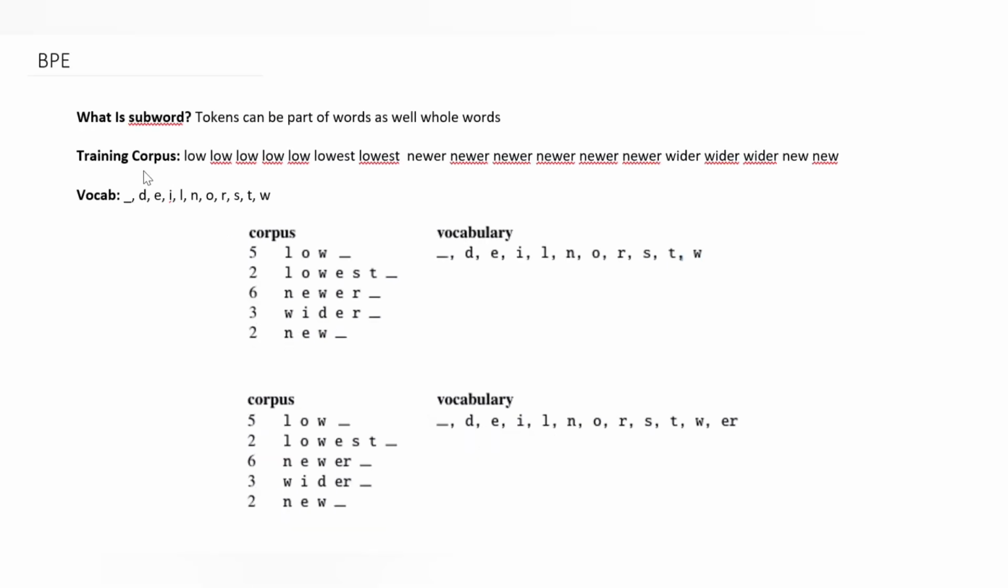In order to understand byte pair encoding, we have to see one example so that things will become more clear. As you can see on my screen, we have this training corpus and we have the words low, low, low, low, lowest, lowest, newer, newer, newer, wider, wider, new, new. I have taken this example from one of Stanford's books on natural language processing. And in byte pair encoding, we take the vocabulary based on characters. So we are going to select all the unique characters in the vocabulary.